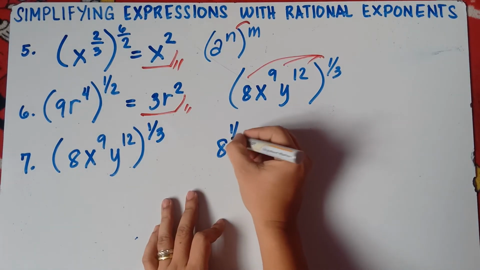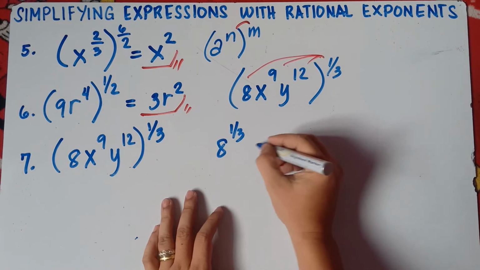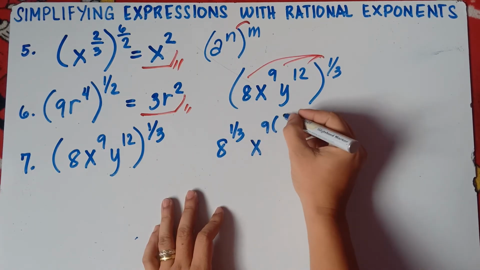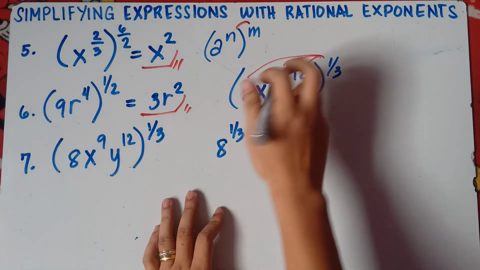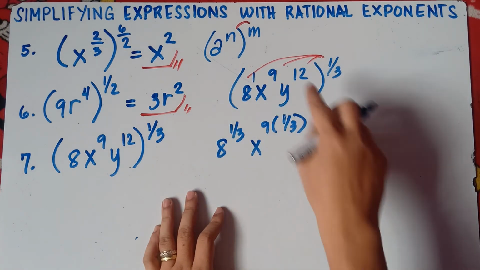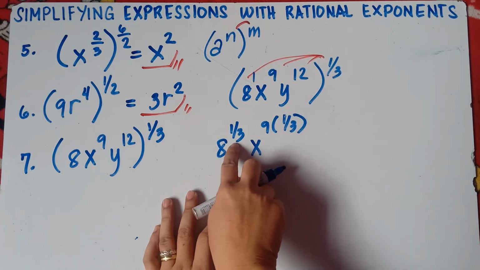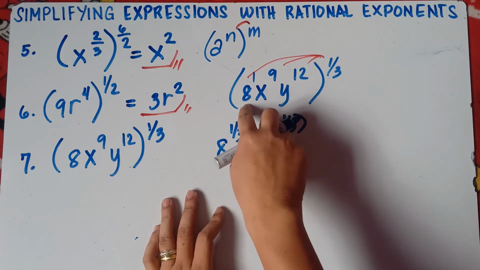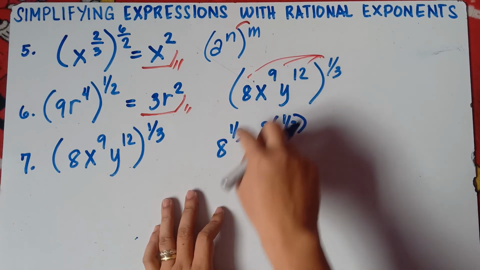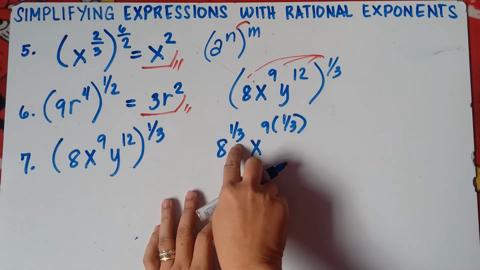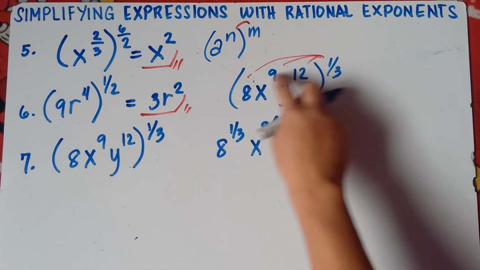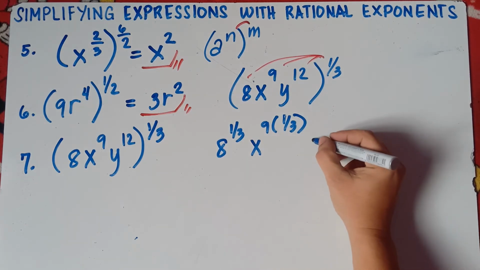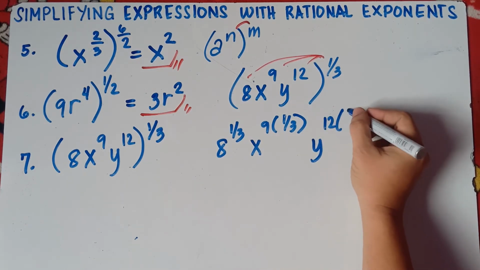8 raised to the power of 1/3, then x raised to the power of 9 times 1/3. Multiply the exponent, class. Because understood, class, in 8 here there is 1, right? So 1 times 1/3, that's why I just put 1/3. Okay, because the exponent of 8 here is 1, that's why I will just put 1/3, class. I hope you got this one, class. So 9 times, multiply the exponent, class. So 9 times 1/3, then y raised to the power of 12 times 1/3.